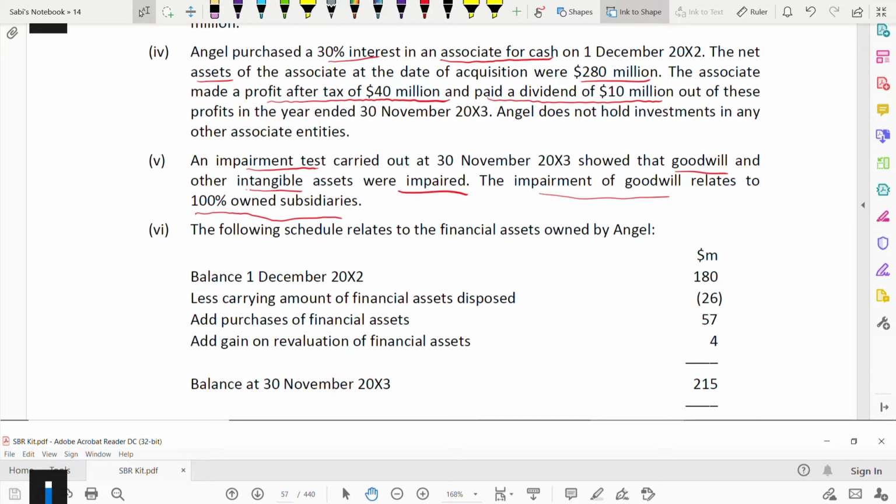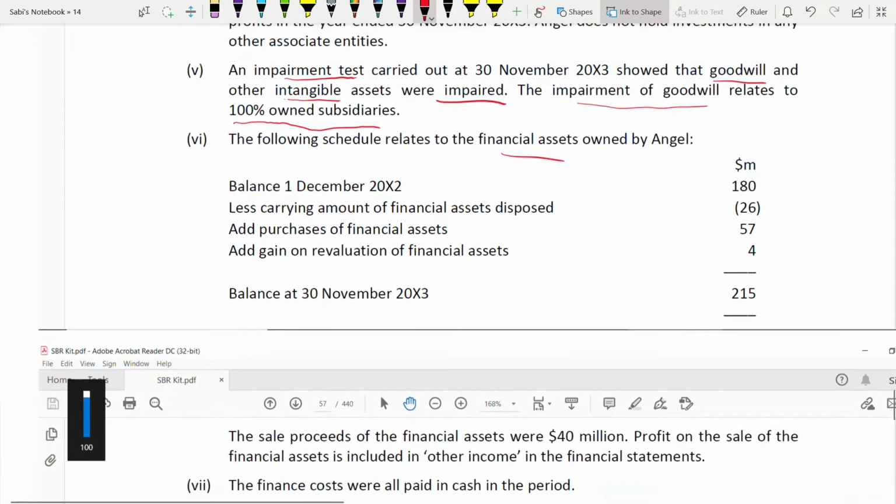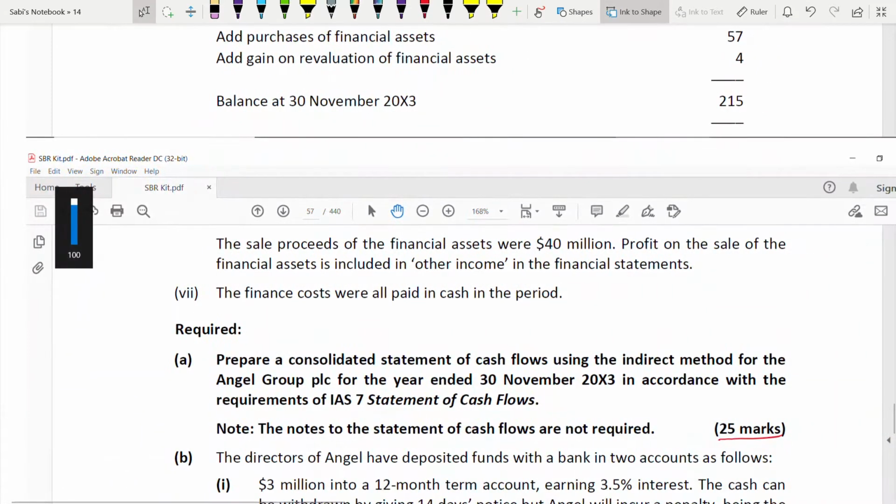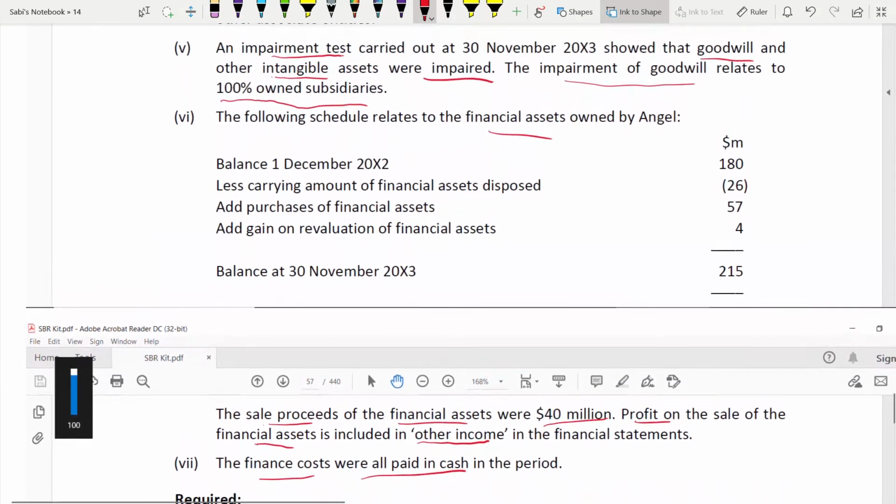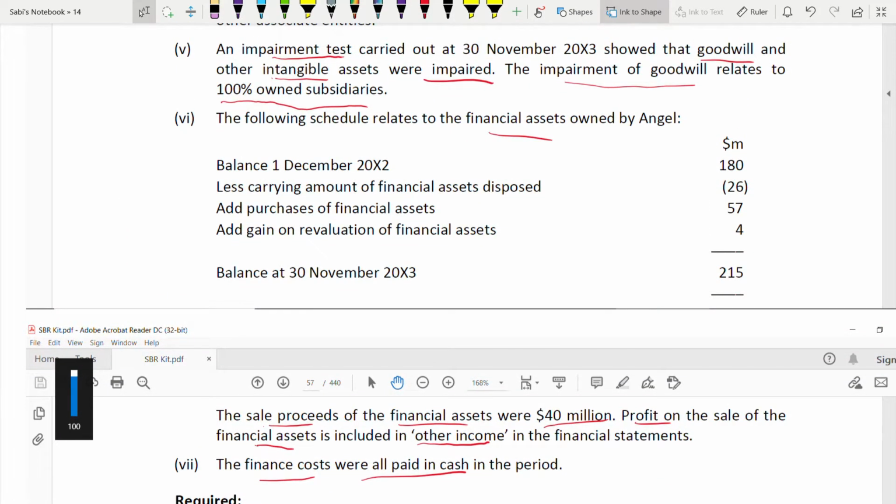Okay, now we have the financial assets. Next, when we are selling the financial asset, we are getting 40. Profit on the sale of that financial asset is included within other income, and finance costs were all paid in cash. So now, before you even start attempting this question, this is a full-fledged cash flow statement that you have to make, starting from operating, investing, and financing activities, and then you have to balance it.